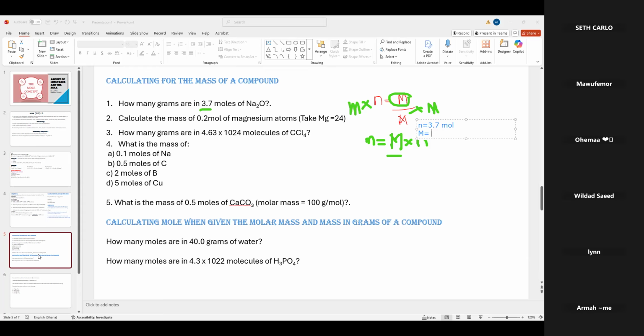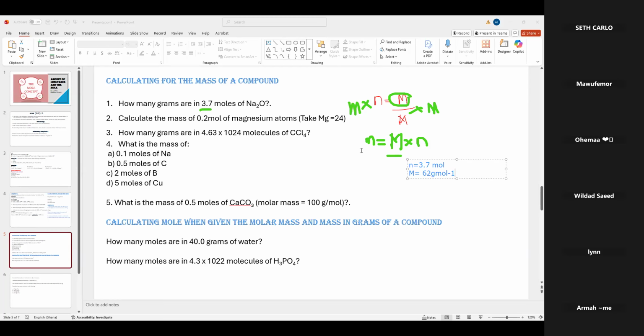Okay, so since nobody has a different answer, it means we are all getting 62 gram per mole. So now we have our molar mass to be 62 gram per mole. Mau, please, do you have something to say? Okay, since nobody is getting a different answer, that's our molar mass, 62 grams per mole. So now we have our mole and our molar mass.